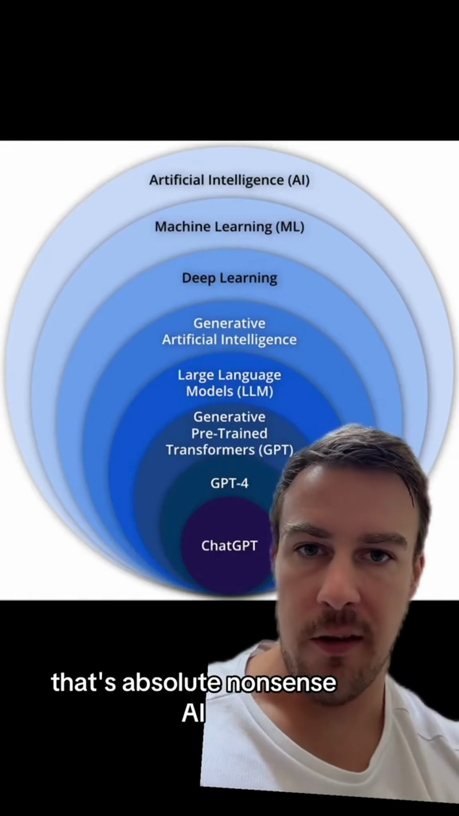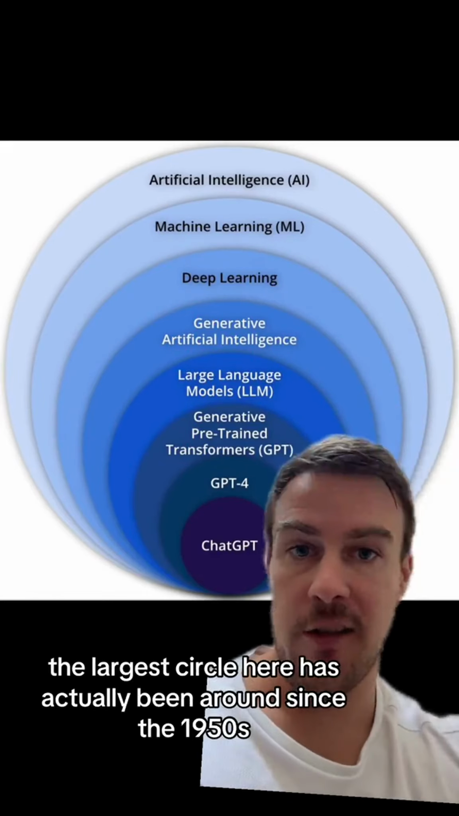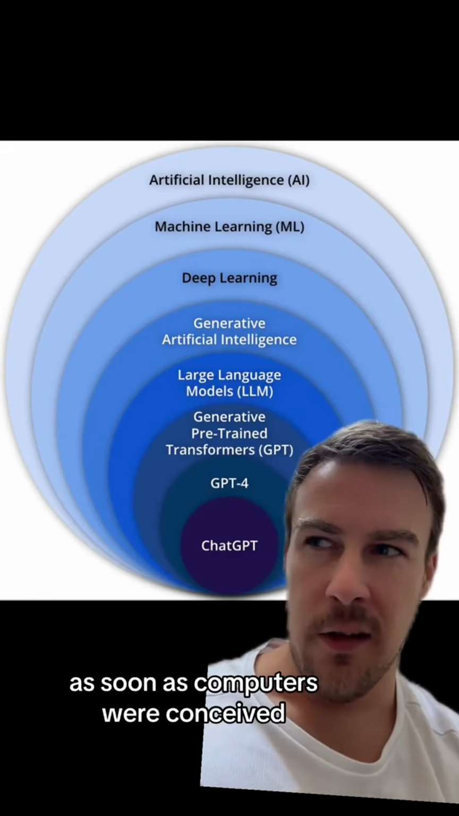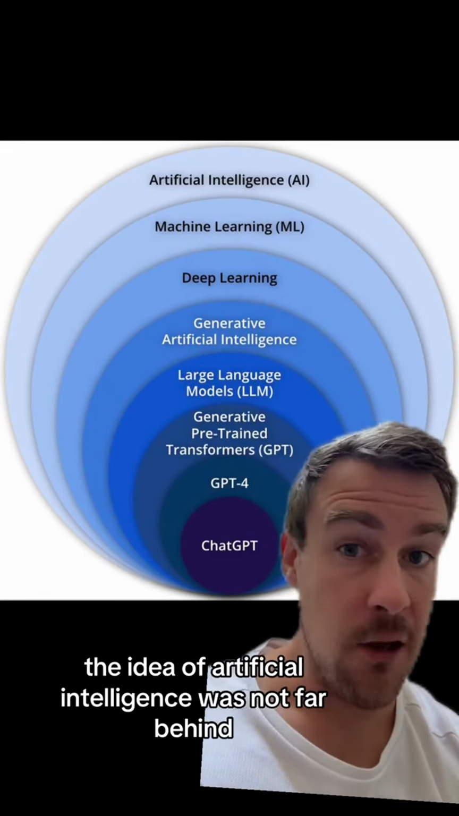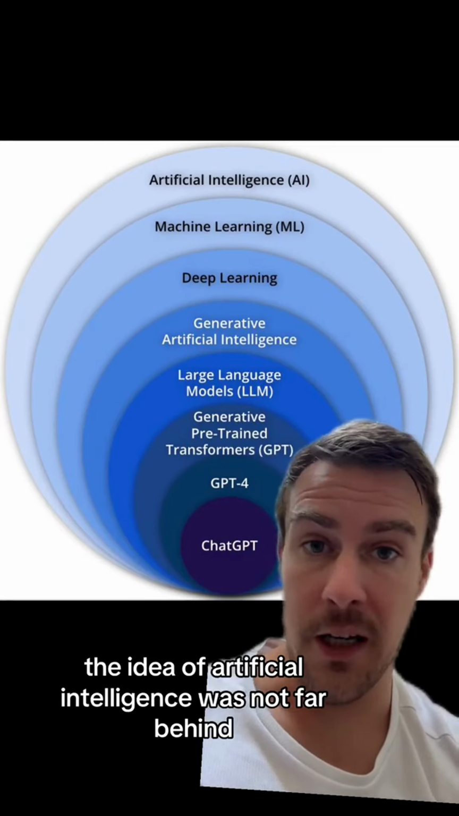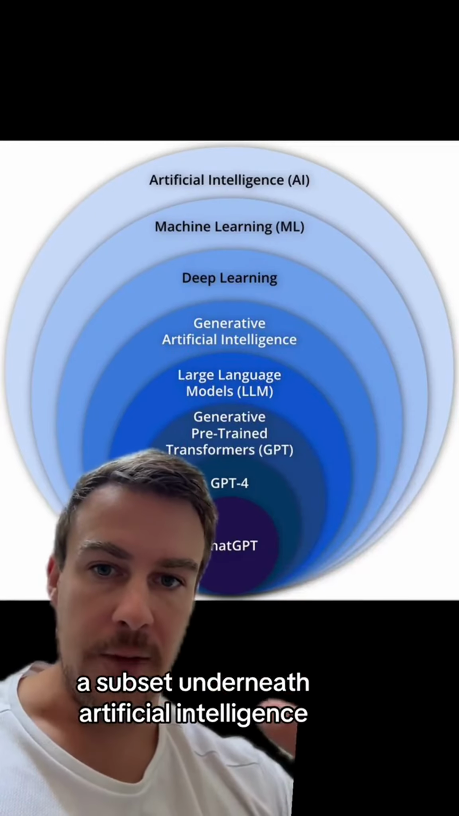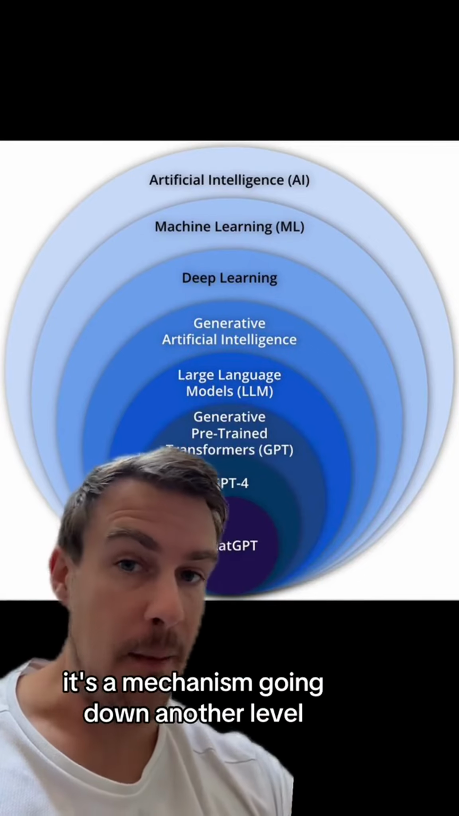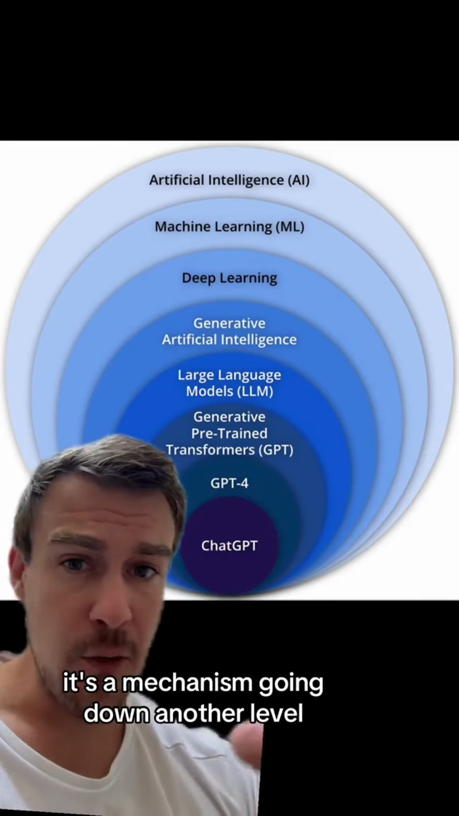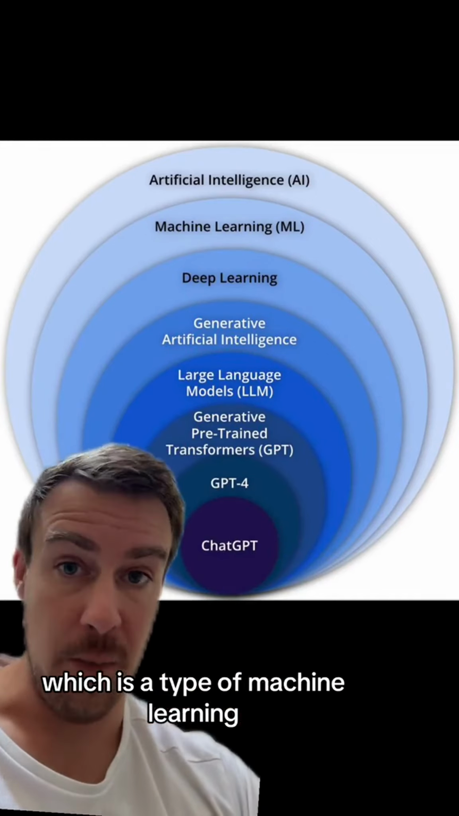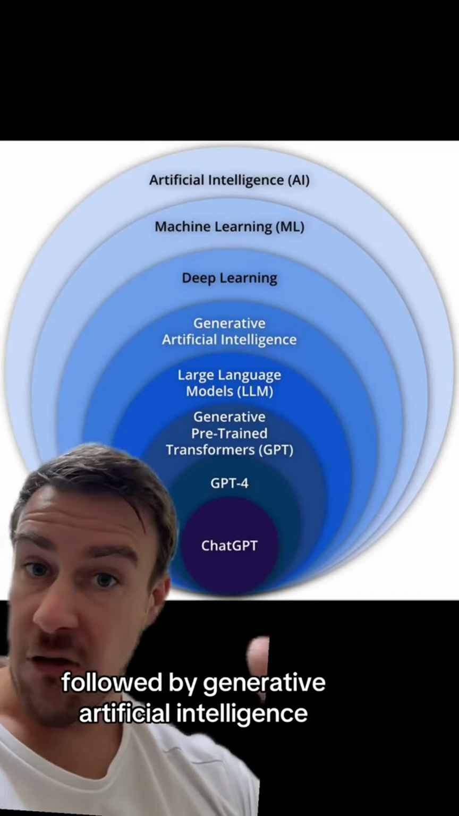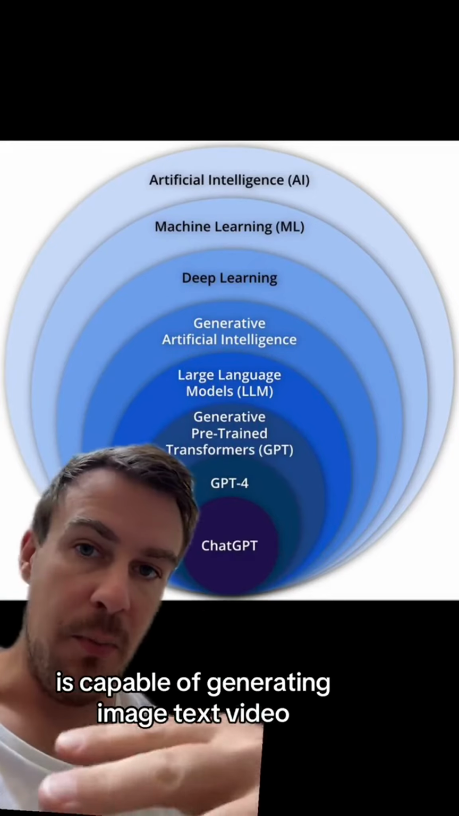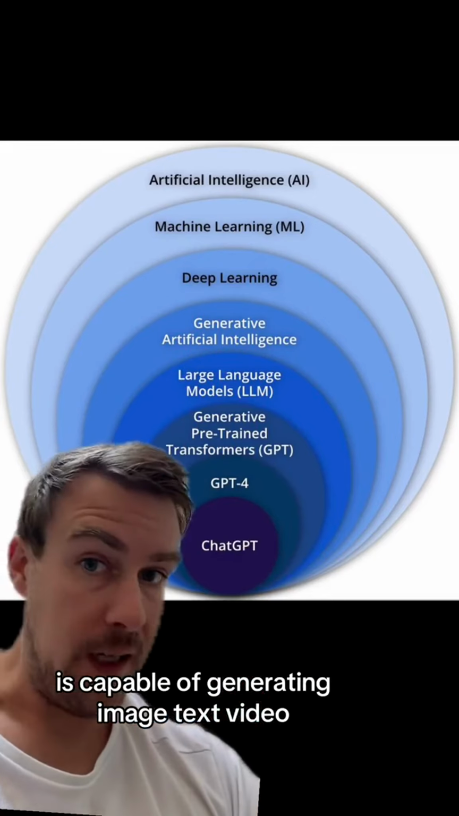That's absolute nonsense. AI, the largest circle here, has actually been around since the 1950s, theoretically at least. As soon as computers were conceived, the idea of artificial intelligence was not far behind. A subset underneath artificial intelligence, so a type of artificial intelligence, is machine learning. It's a mechanism. Going down another level, we then have deep learning, which is a type of machine learning, followed by generative artificial intelligence, which is basically an artificial intelligence that's capable of generating image, text, video.